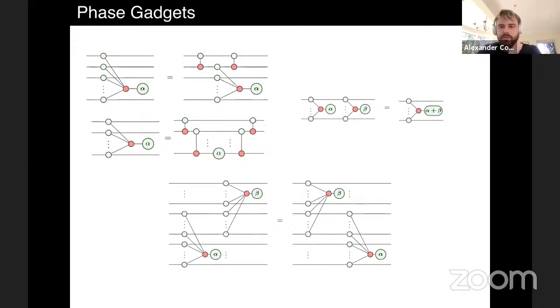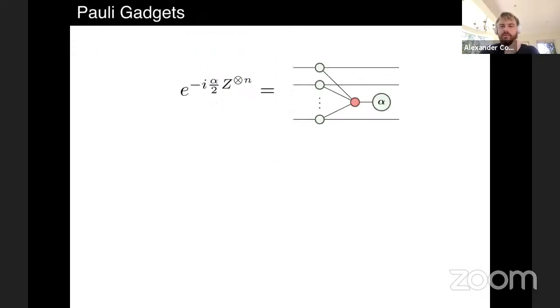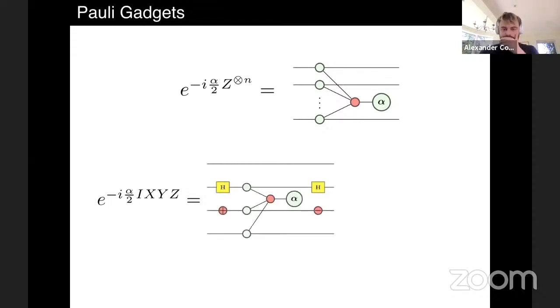And this can all be proved diagrammatically, but alternatively, it's very easy to do using linear algebra, because the phase gadget is just equivalent to a Pauli exponential, where all of your Paulis are Zs. And this can be generalized to the case that we had at the start, where we have some Pauli exponential over I, X, Y, and Z. And that looks like this, where we have a phase gadget and then single qubit Cliffords on either side to conjugate it, to convert it to the correct bases.